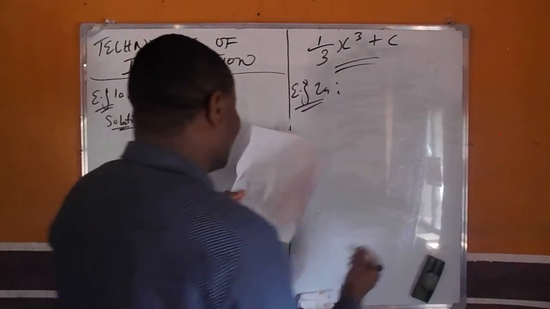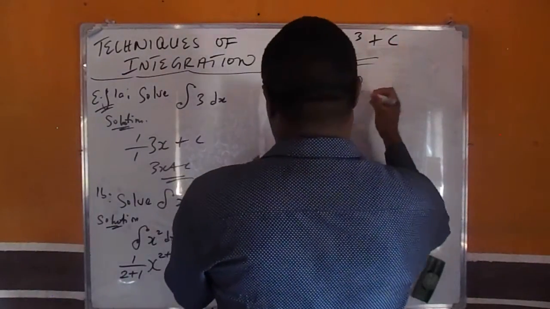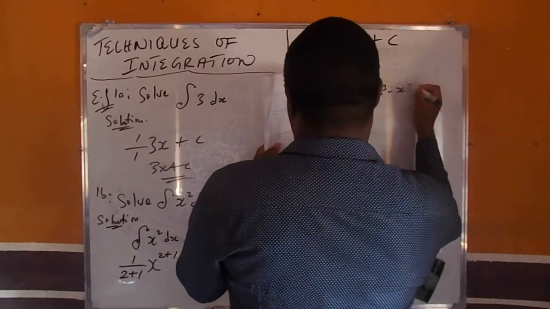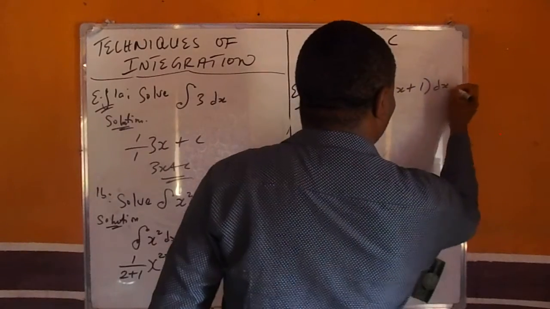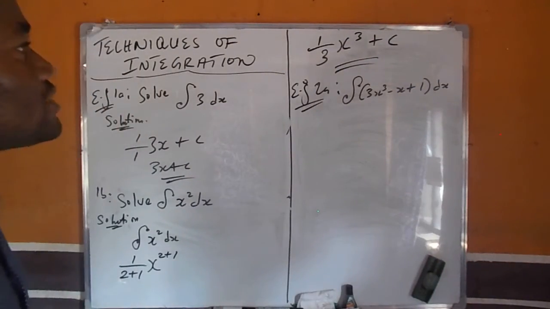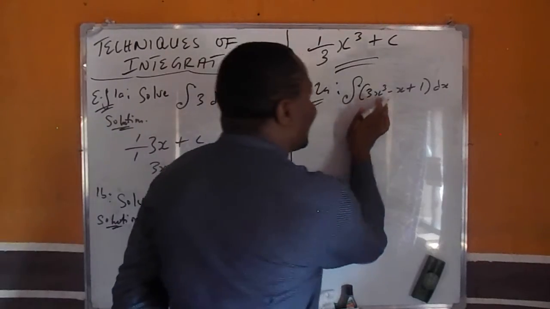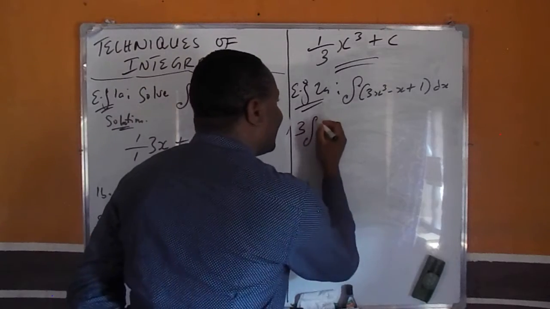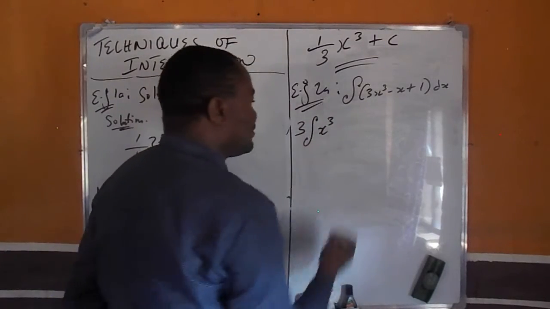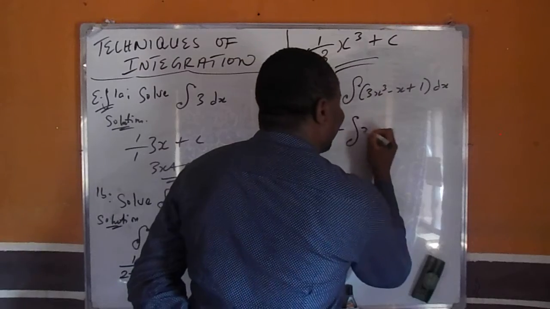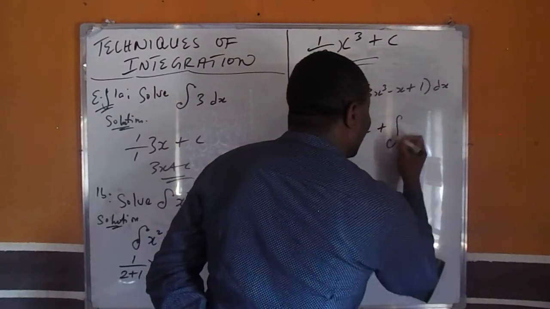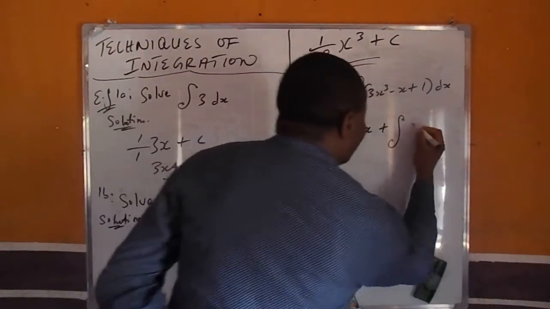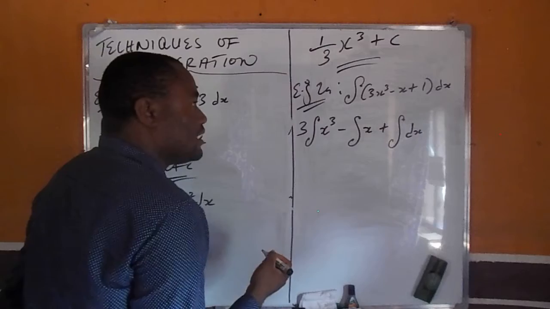Example 2a says that integrate 3x raised to power 3 minus x plus 1, bracket close, dx. Now, how do we integrate this? This is 3x cubed. This is 3. Bring the 3 out. 3 integral x raised to power 3 minus integral x plus integral 1. As I've told you, when we have integral 1, you just say equal to integral dx. This is what we have here.